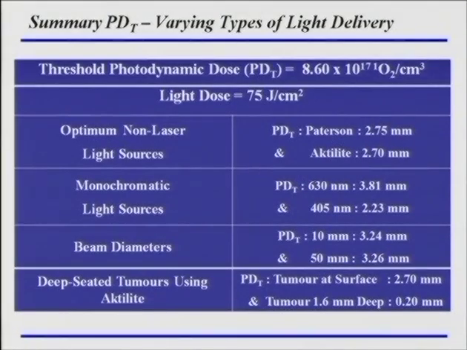This is a kind of summary slide. This is the threshold photodynamic dose that I was talking about earlier. That's what we want to get, because we then reckon we've got enough cell kill. We're using 75 joules. The optimum non-laser source, well, there's two of them: the Paterson lamp and the Aktilite, that go down to about 2.7 millimeters effective depth. Monochromatic 630 will go down to about 3.8. The 405 is 2.2 millimeters. Don't write it off just because it's not penetrating as far as the red, but it can still be quite useful. Beam diameter doesn't make any difference.